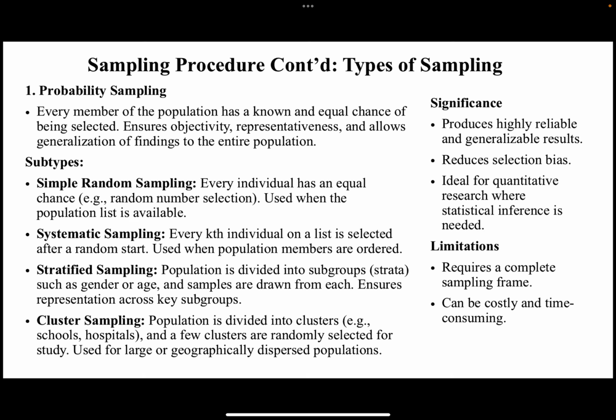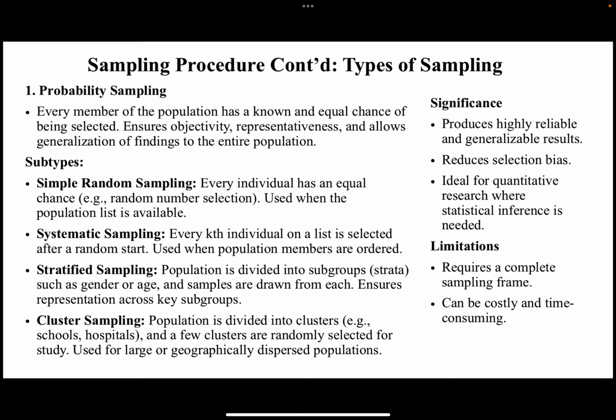And how do you get the kth? You get the kth by dividing the population by the sample size that you are expecting. But remember that the principle is that the first person is randomly selected, or the first number is randomly selected. Then the subsequent numbers are gotten by adding the kth number to the randomly selected number.